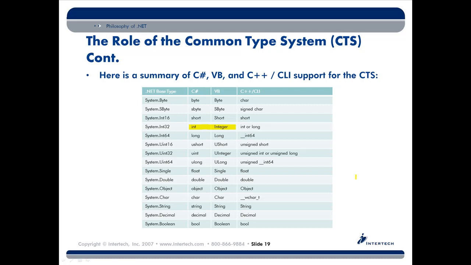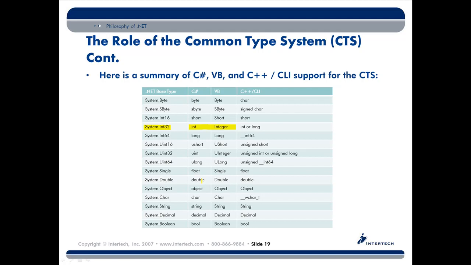These two languages have different keywords for the same underlying data type, right? So when a C# programmer says something like int i equals 0, what they really said was System.Int32 i, okay? Likewise, if a Visual Basic programmer says Dim i As Integer, what they really said was Dim i As System.Int32. Now you might say to yourself, well, why do I care about that?